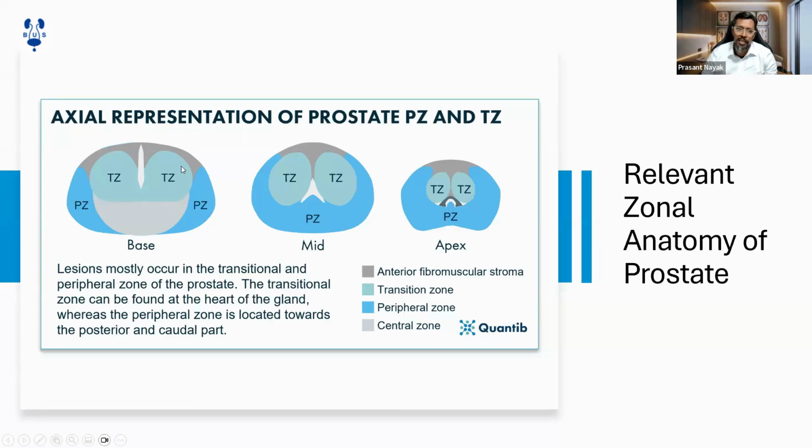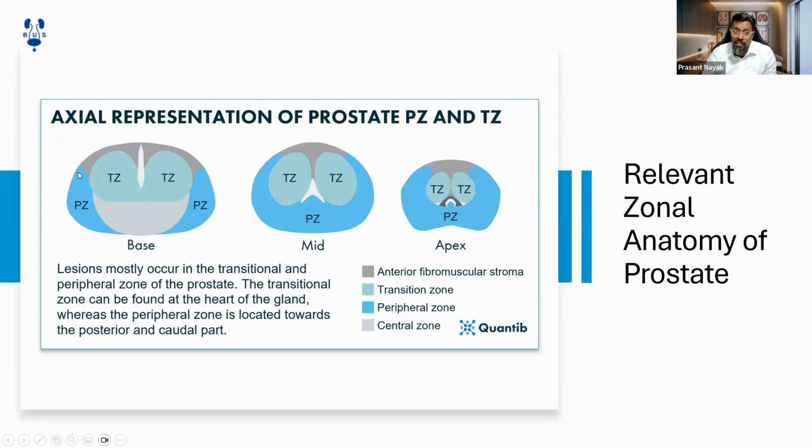So as we take a cross section, I hope my arrowhead is seen here. So this is the base of the prostate. This is the region of the base. This is the mid part of the prostate. This is the apex. So if you look at the base cut, when you see an ultrasound or when you see an MRI, this is a base cut.